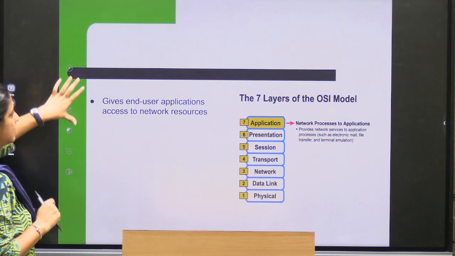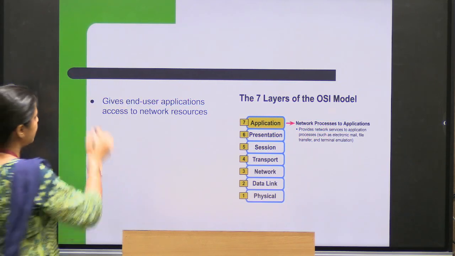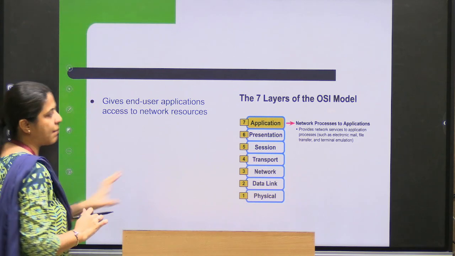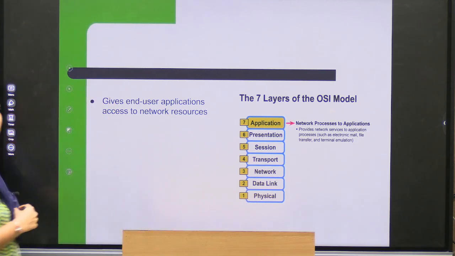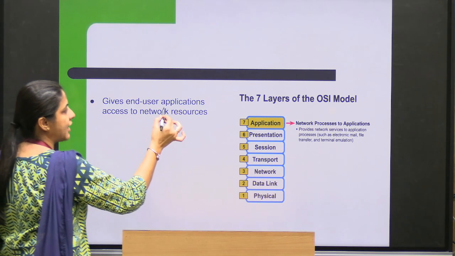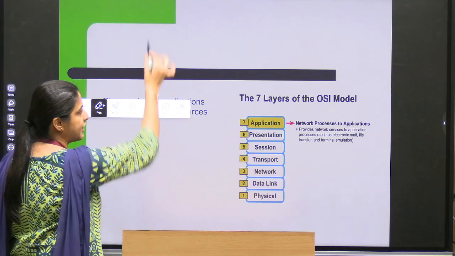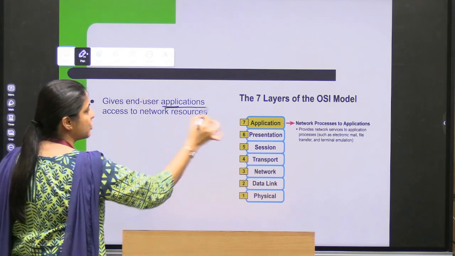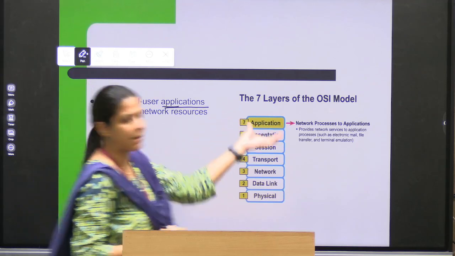All the layers together, how it works. Starting with the application layer. What does the application layer help with? It gives the end user application access. Various applications are used with the help of the application layer.